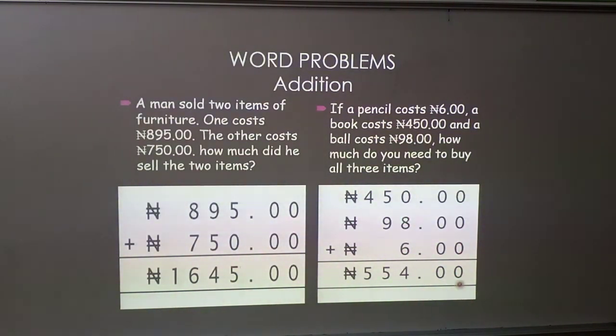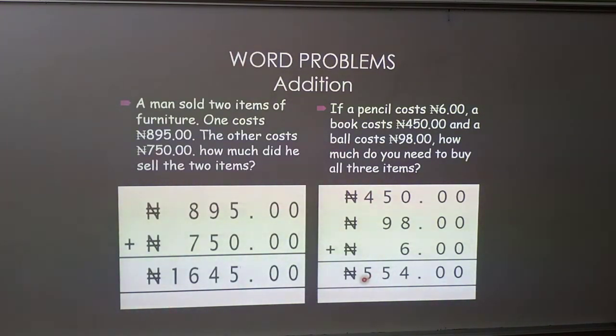0 plus 0 plus 0 is 0. 0 plus 0 plus 0 is 0. 0 plus 8 is 8. 8 plus 6 is 14. You write down 4 and carry 1. 1 plus 5 is 6. 6 plus 9 is 15. You write down 5 and carry 1. And then 1 plus 4 is going to give you 5.